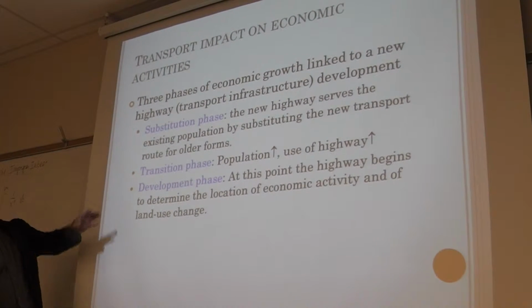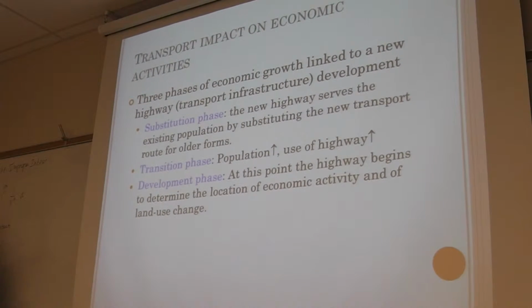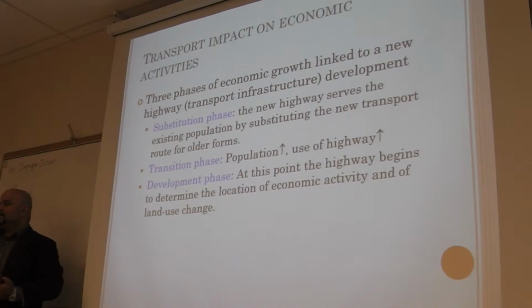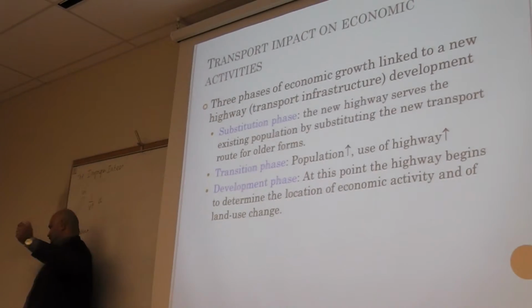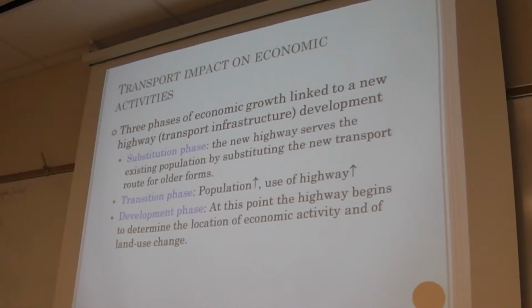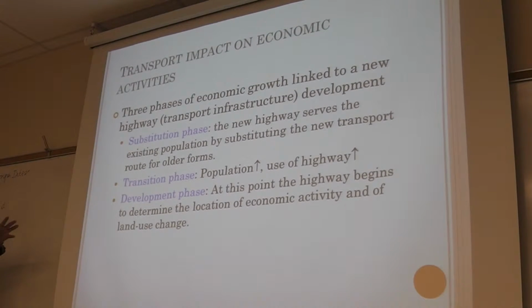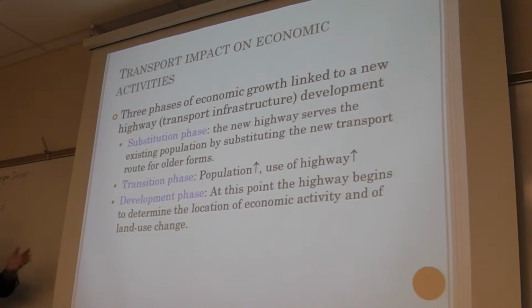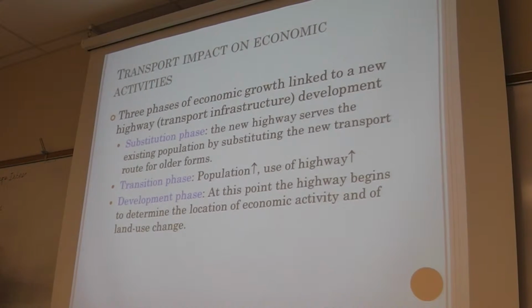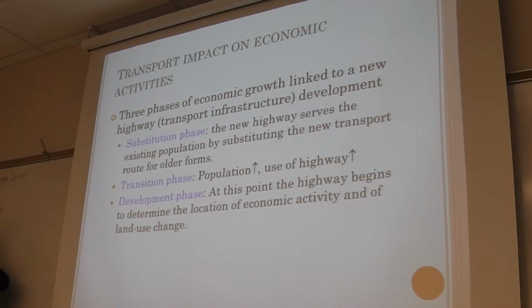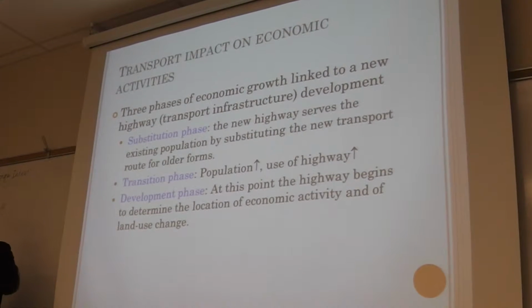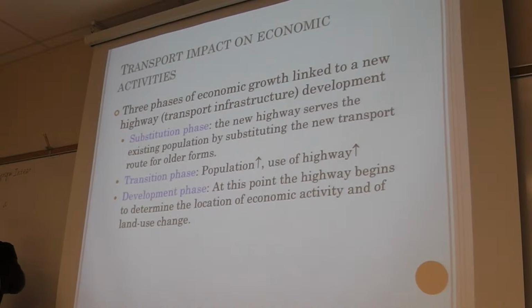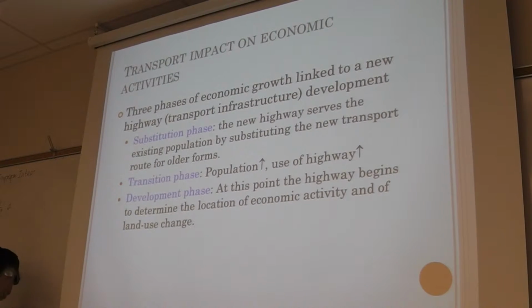So typically, there are three stages that the economy goes through when you have a new infrastructure. Again, highway, trail, rail, whatever. The first is what we call the substitution phase. This is where people or traffic start using the new infrastructure, but they give up on the old infrastructure. So people switch from the old. If we're talking a highway, when the interstate was built, people switched from the old system of Highway 66 and all these other things towards the newer interstate. So that's the substitution phase.